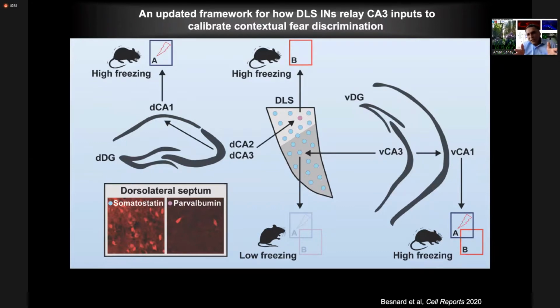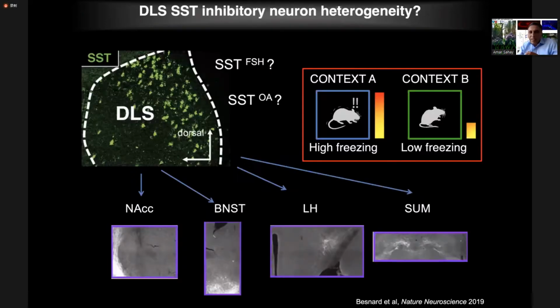The functional imaging studies that I've shown you have alluded to the possibility that not all somatostatin cells are the same, and that subpopulations, such as the foot shock sensitive population that we've identified, and an open arm sensitive population that we've identified, may be molecularly prescribed. And that distinct subpopulations of somatostatin cells in the DLS, by virtue of their genetic prescription, may have distinct topographic organization of both inputs, either just from the dorsal hippocampus or the ventral hippocampus or both, and to distinct subsets of subcortical targets.